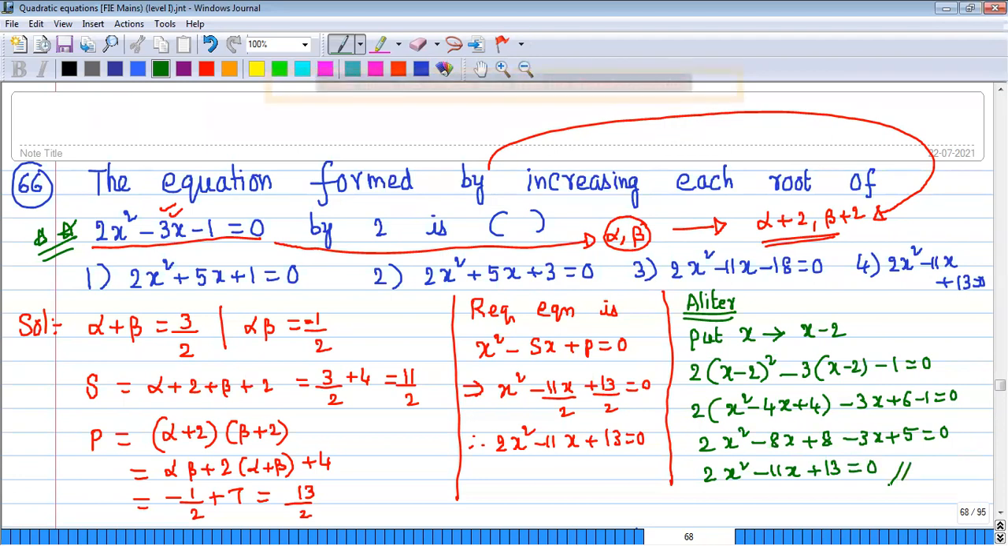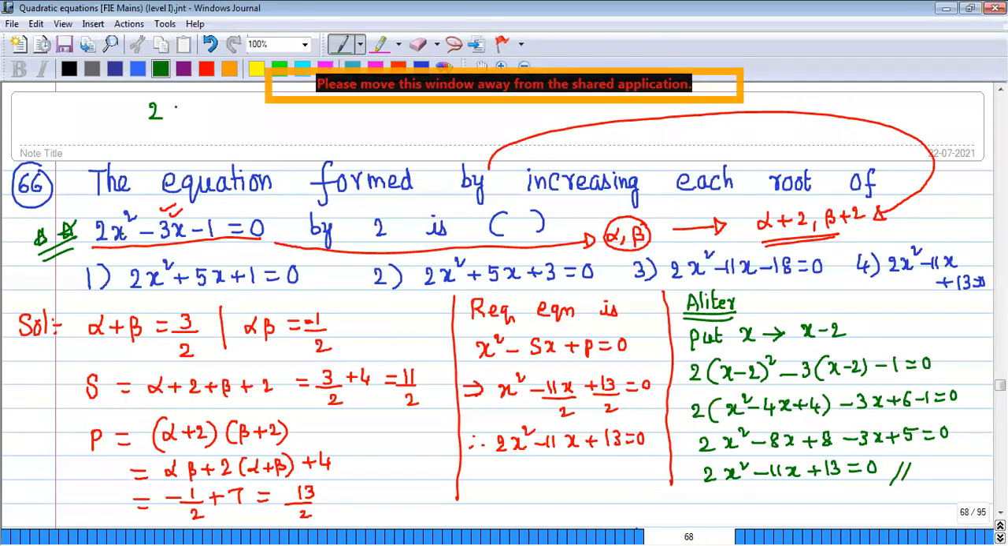And one more method also we have, synthetic division method. So first coefficient of x square write down, that is 2. Coefficient of x, this is negative 3, and the constant is negative 1. Now put here, increased by, actually, each root by 2, you put 2 for starting 0. So I will discuss later, don't worry, leave it now. Up to this one is enough for you.